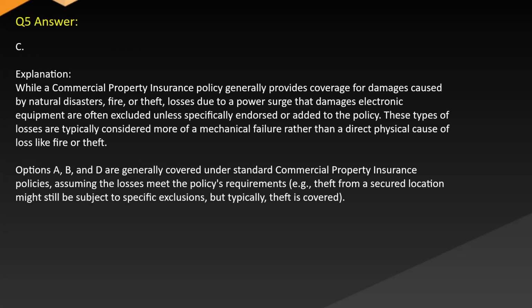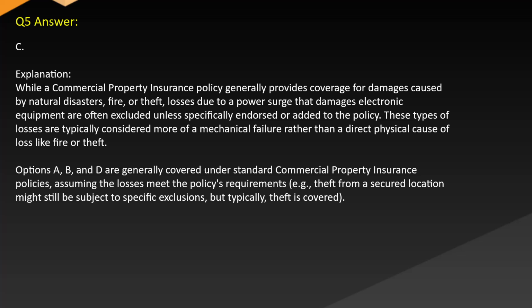Answer C. Explanation. While a commercial property insurance policy generally provides coverage for damages caused by natural disasters, fire, or theft, losses due to a power surge that damages electronic equipment are often excluded unless specifically endorsed or added to the policy. These types of losses are typically considered more of a mechanical failure rather than a direct physical cause of loss like fire or theft.